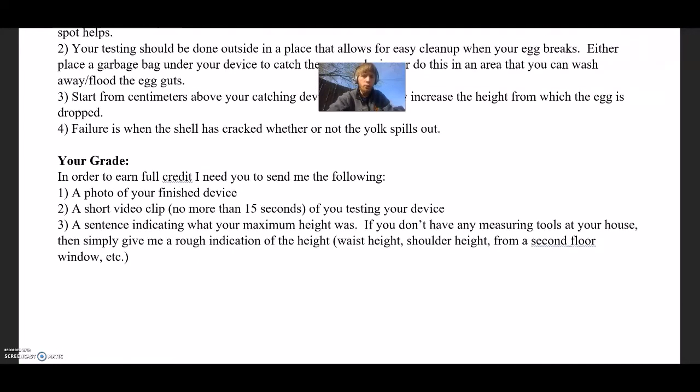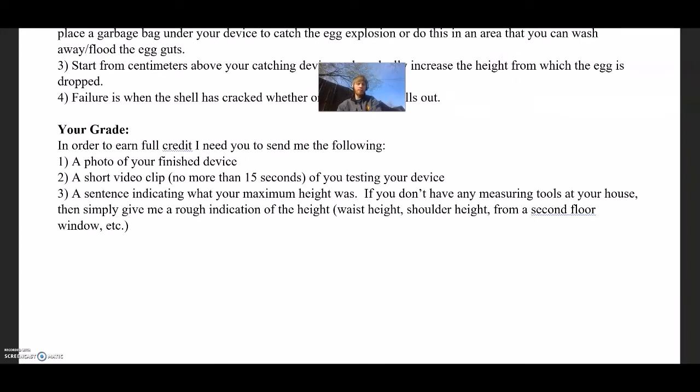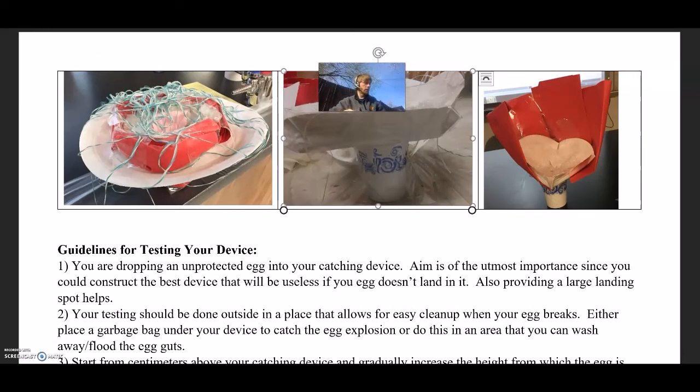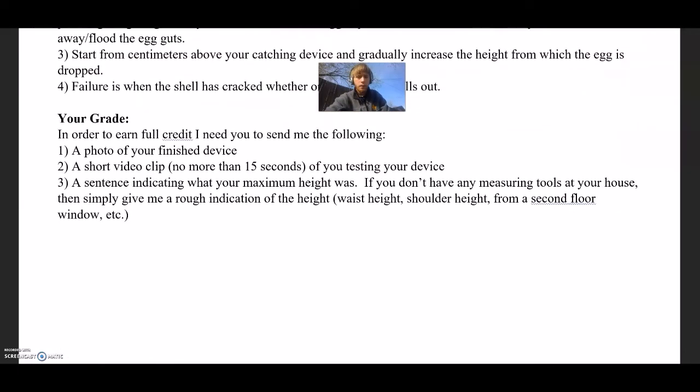What I want, to give you credit for this activity, is some evidence of your work. So in order to get the lab grade, you're going to send me 3 things. A photo of your finished device, similar to what I have earlier in this document. You're just going to take a picture of what you made and show that to me. And in addition, I would like a short video clip of you testing your device, no more than 15 seconds, just a quick, here I'm dropping it from this height, here's my device. It may be hard for you to predict when your egg fails, so you can just show me that you're actively trying to test.